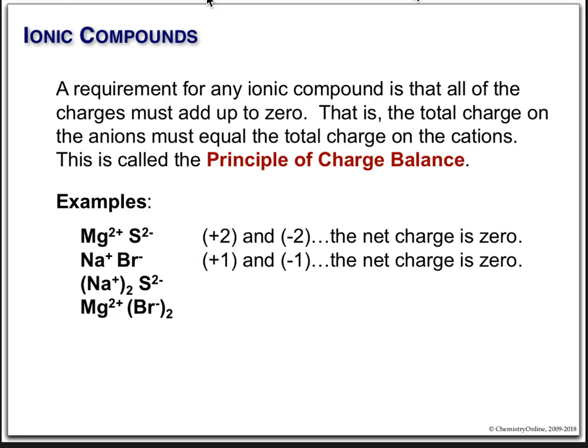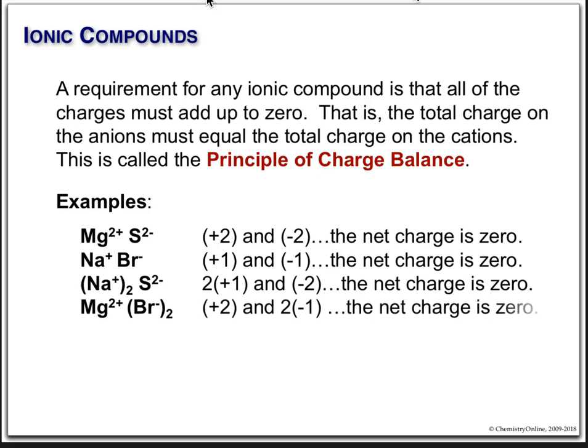If we're going to pair sodium with sulfur, sulfur is -2, so we need 2 sodiums to make it overall neutral. Likewise, magnesium with a +2, if we paired it with bromine, bromide from the 7th group, we're going to need 2 of these because they're -1, again, to give us a net charge of 0. So that's the first thing.